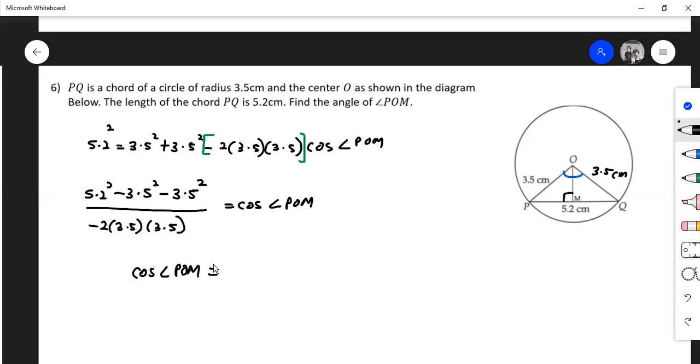Wait, guys. Because we want to find the angle in angle POM, right? So this is 3.5, this is 3.5. The length of chord PQ is 5.2. Something is wrong in this question, because if you use the cosine rule, when you subtract these two, that means c squared equals a squared plus b squared minus 2ab cos C, you should get a negative on top, but now we are not getting a negative.